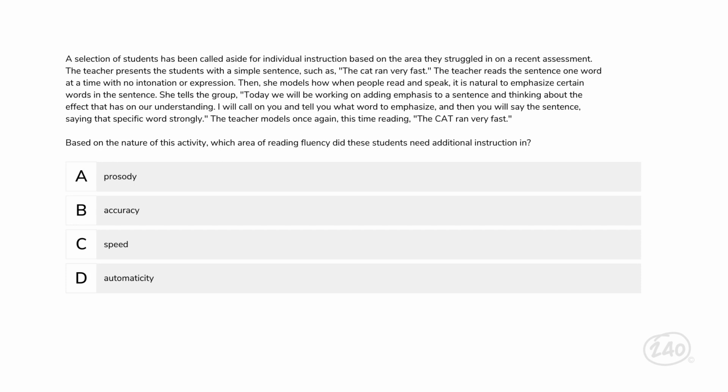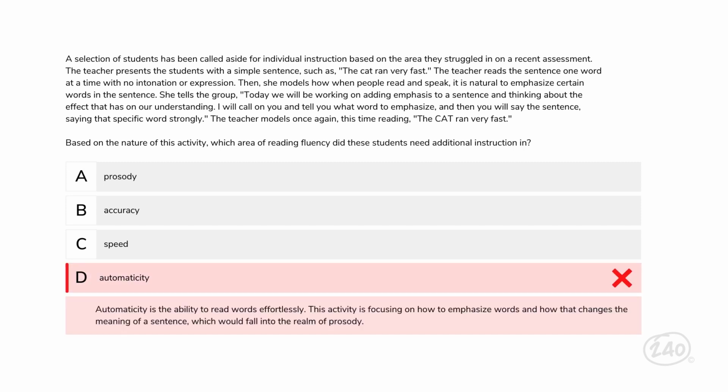that has on our understanding. I will call on you and tell you what word to emphasize, and then you will say the sentence, saying that specific word strongly." The teacher models once again, this time reading, "The cat ran very fast." Based on the nature of this activity, which area of reading fluency did these students need additional instruction in? Prosody, accuracy, speed, or automaticity?